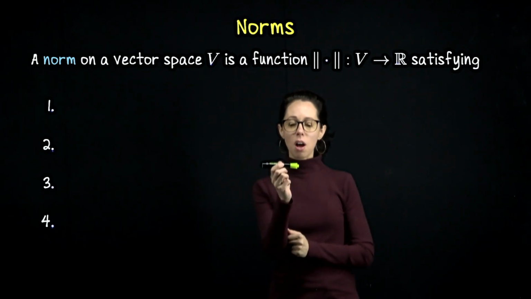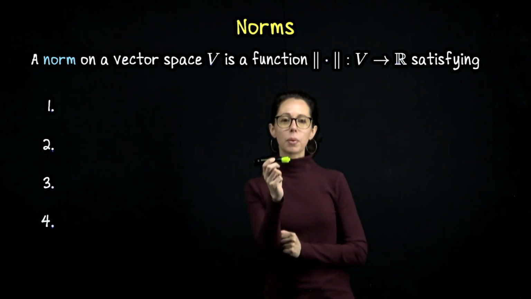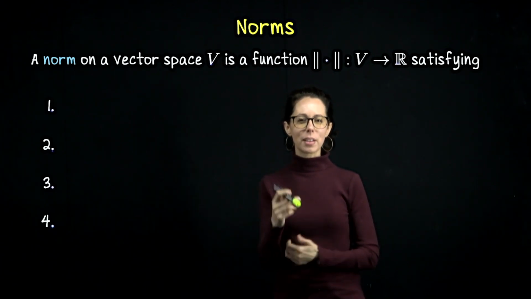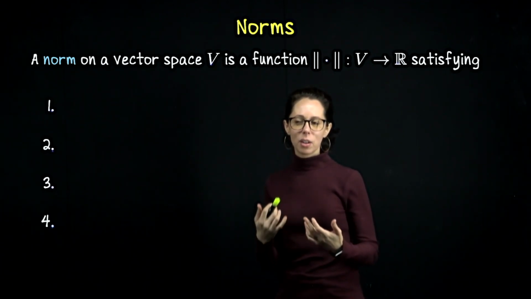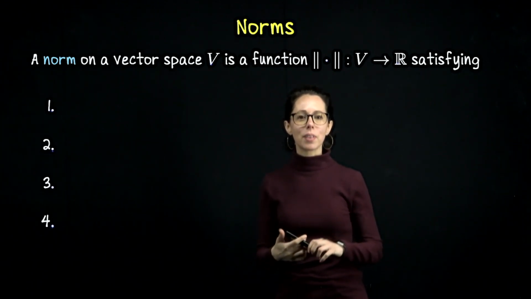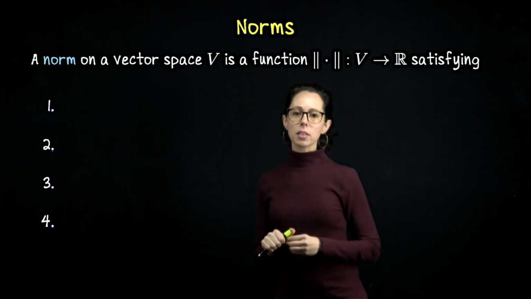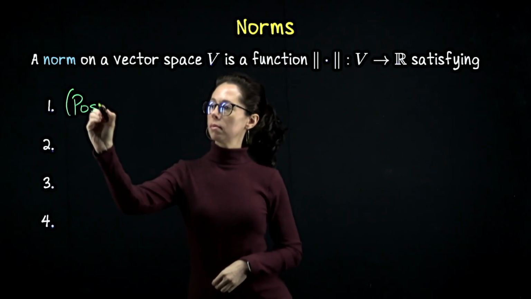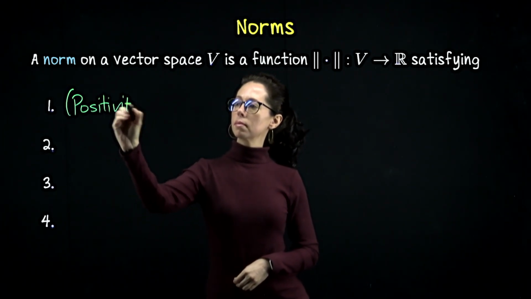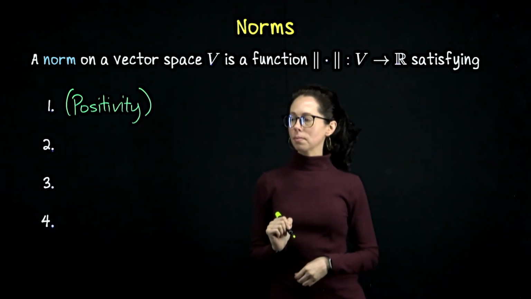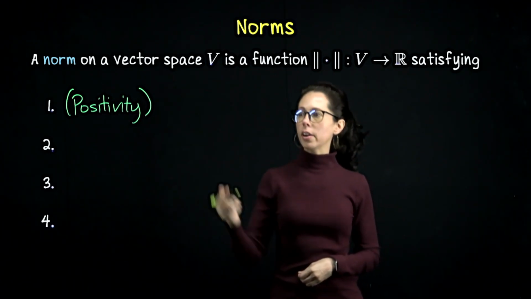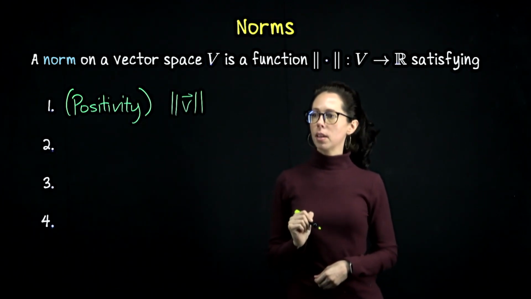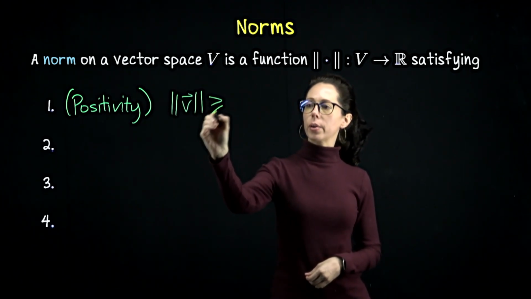If I ask how long is my marker, it would be really strange for you to say -8 centimeters, right? So whenever we give a length, we usually give 0 or a positive number. That will be our first requirement, so let's call that positivity. For any element V or any vector V from our vector space, the norm of V is greater than or equal to 0.